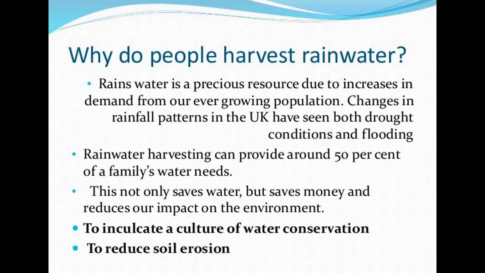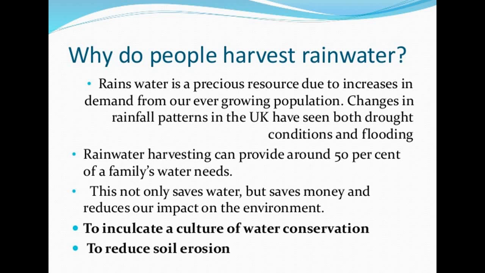So now here they are talking about why people harvest rainwater. Because rainwater is a precious resource due to increasing demand from an overgrowing population. As you all know, the population is increasing to such a number that we are on the verge of shortage of every resource nowadays. So saving water is one of the most precious things nowadays. Not only water, for any other stuff also, it is better that you save it, because you never know what is coming up in the future.